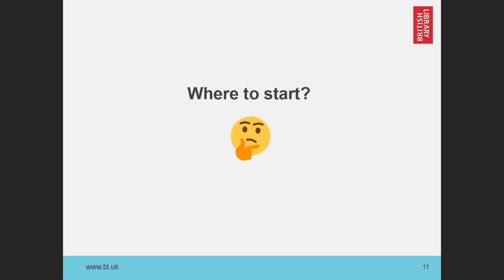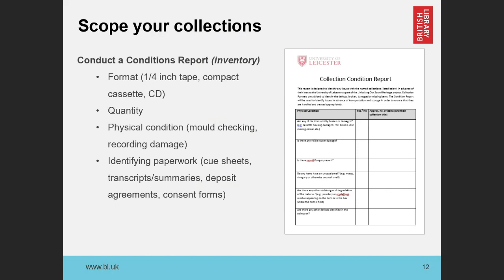So, cataloguing your collections. Where do you begin? Before you rush into digitisation, it's a good idea to complete an inventory of the collections you hold. A conditions report or survey is something that you could apply to new collections deposited with you, or as part of the initial scoping of a collection you already hold to prioritise what you need to digitise and catalogue. There's an example of our conditions report on the slide.